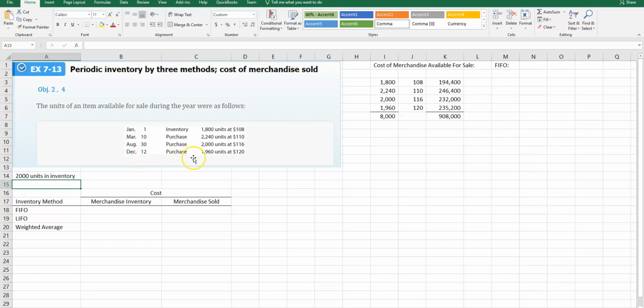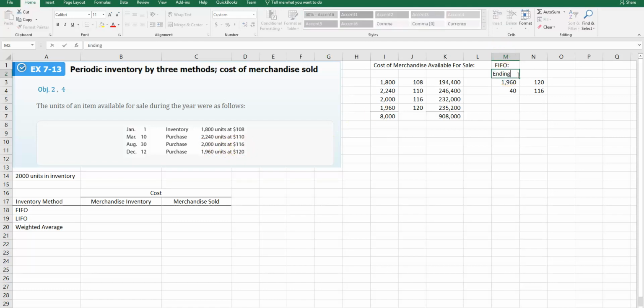So let's look here, our newer purchases. We have 1,960 units that we bought at 120. And then we're trying to get to 2,000, so we need an additional 40 units. Those 40 units had to cost $116 a piece. So again, these 1,960, we're assuming they are still sitting in our inventory at 120. We're grabbing 40 more out of these 2,000 that cost $116.